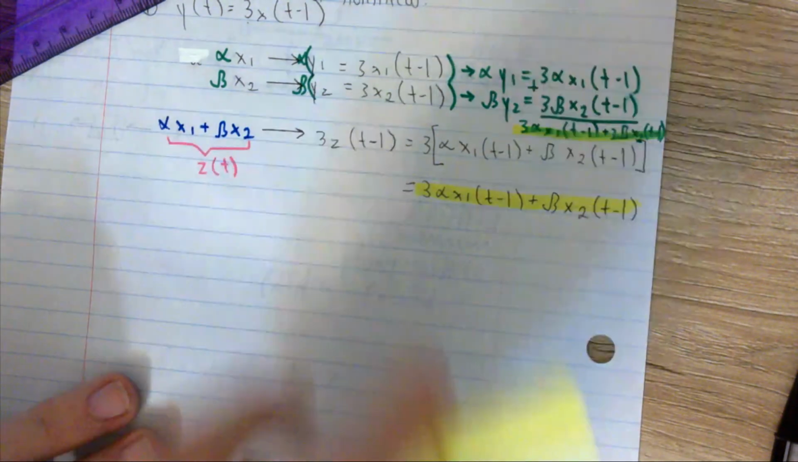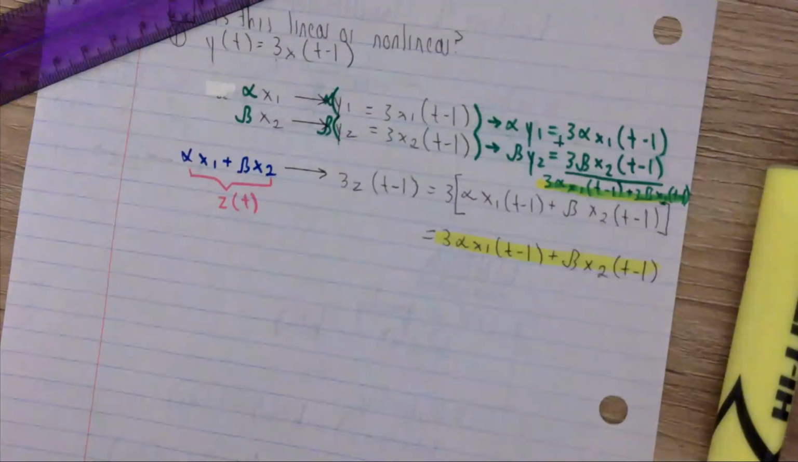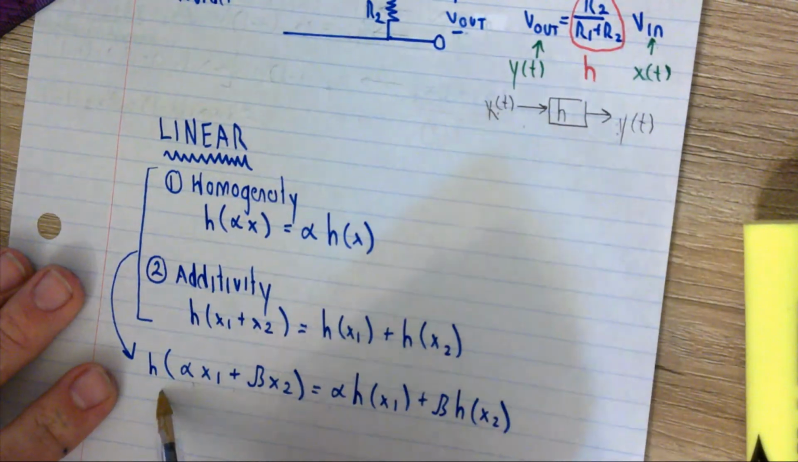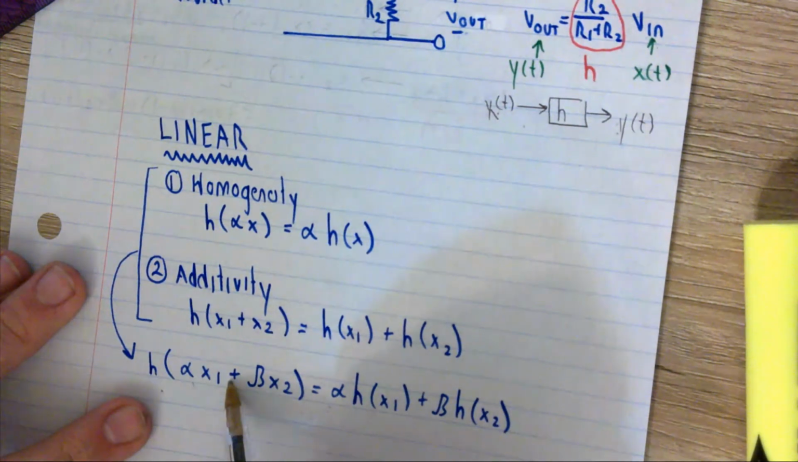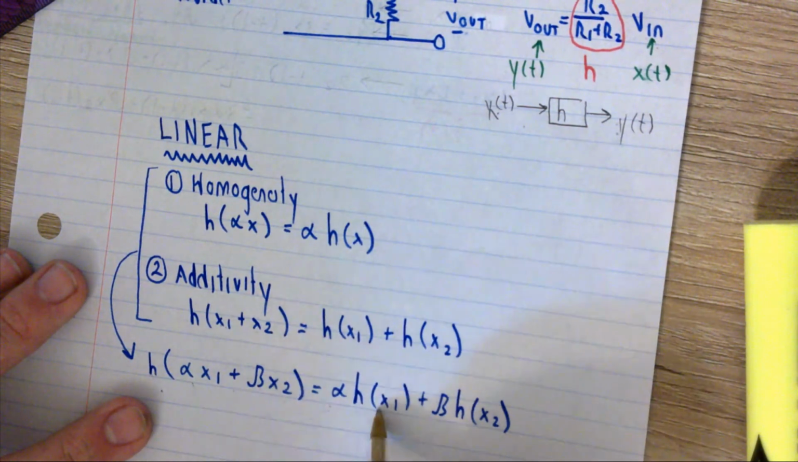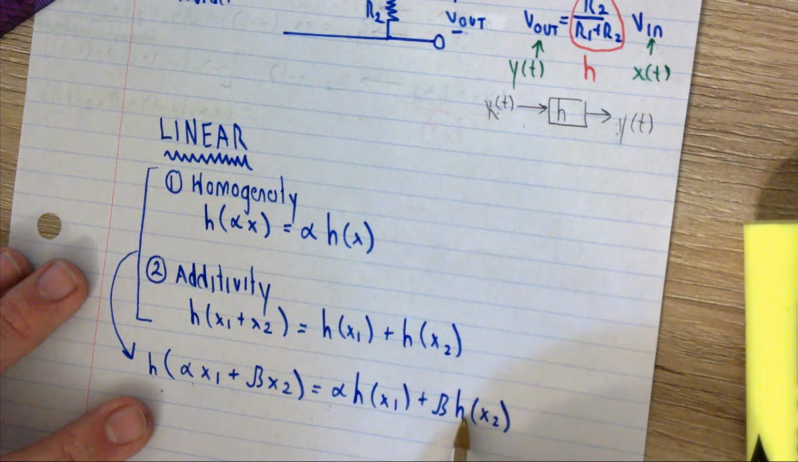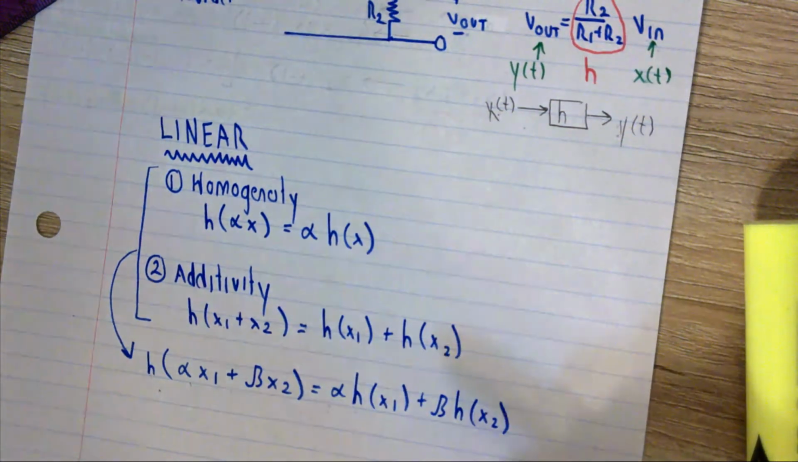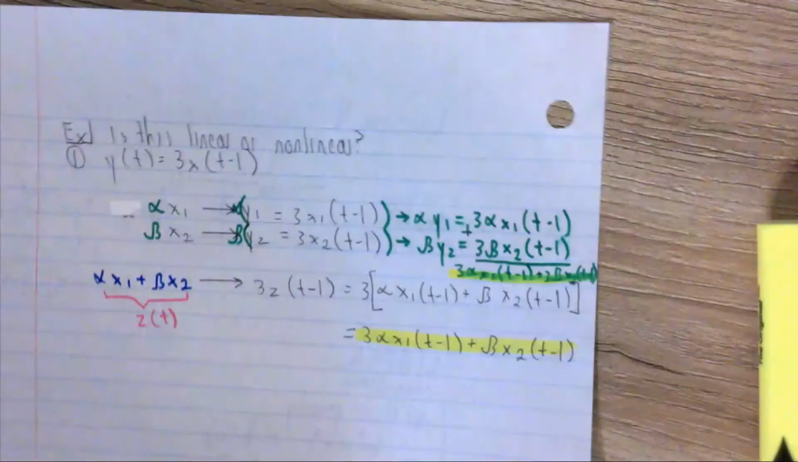Remember, what you had to do in order to prove both homogeneity and additivity is right here. You showed that if you added both together and then took it through the system, that output is going to be equal to taking both individually through the system respectively and then multiplying them by the scalar. It works both ways. And so that's what we proved right here.